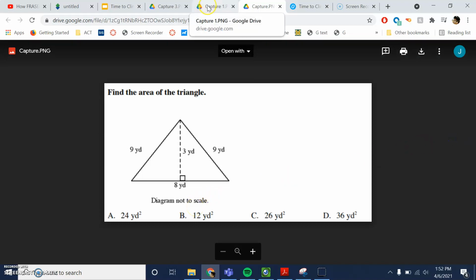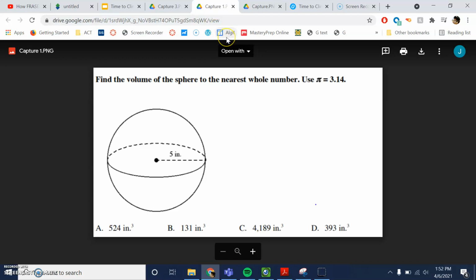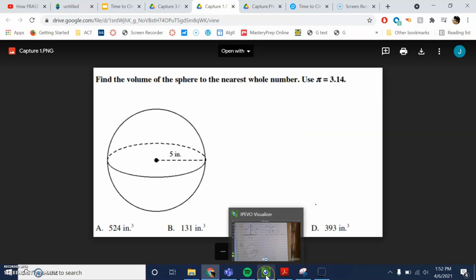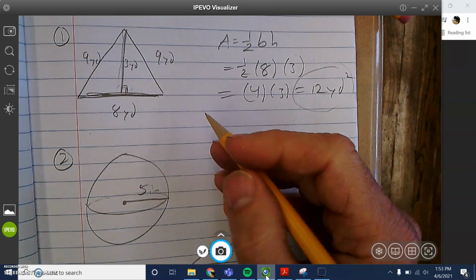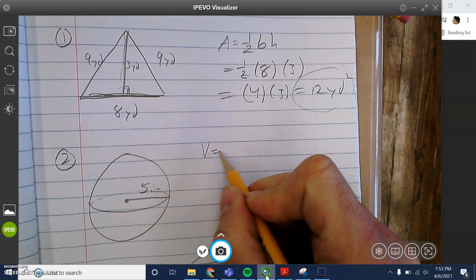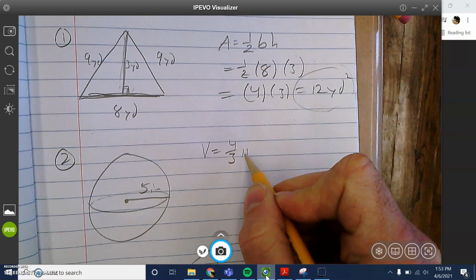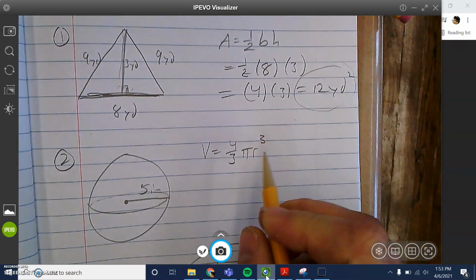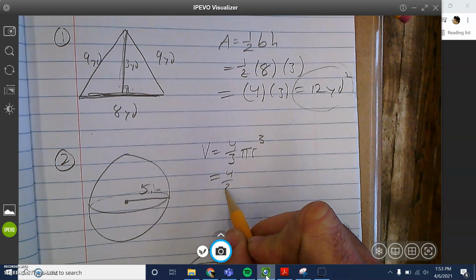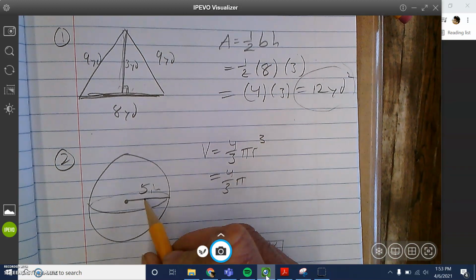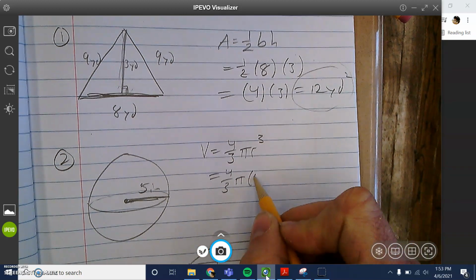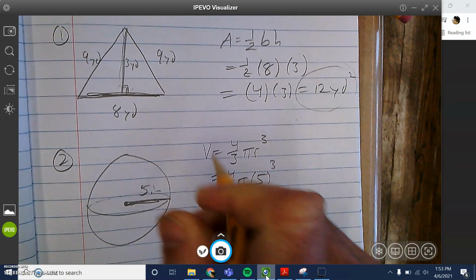All right, cool. Let's try this one. Okay. This one is what we did yesterday. Use 3.14 for pi. Go. All right, let's try it. So volume of a sphere is 4/3 pi r cubed. Bam, right there. It just gives me the radius, so that's easy. Just plug that in. Bam.